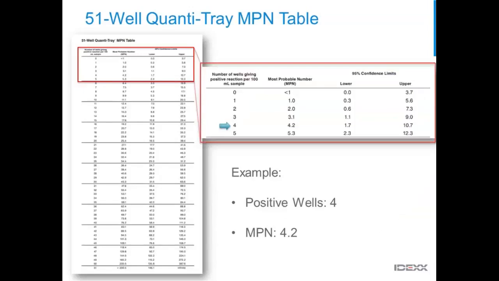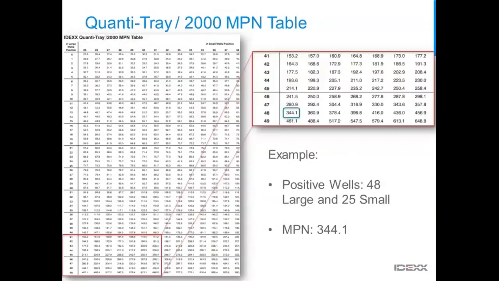So this shows an example of the 51 well quantity tray MPN table. You can see here, if you had 4 positive wells, your result would be an MPN of 4.2 per 100 mL. With the Quantification Tray 2000, you count out the number of large positive wells and the number of small positive wells to obtain your result. So in this case, if you had 48 large and 25 small positive wells, that would result in an MPN of 344.1 for that sample.